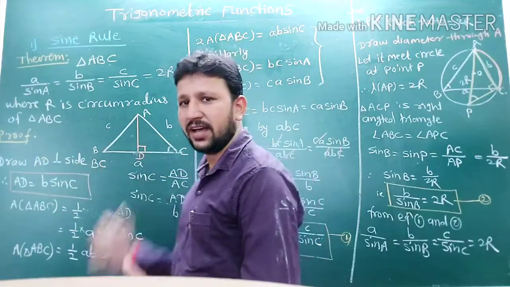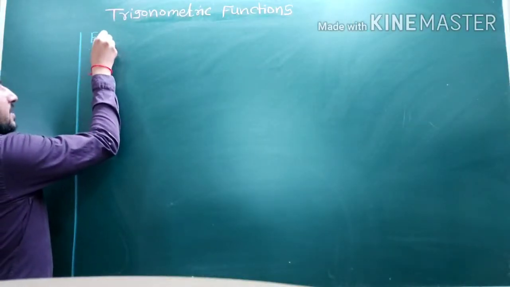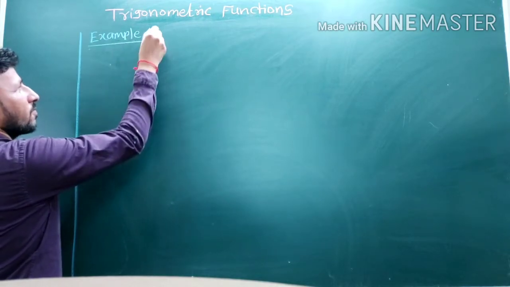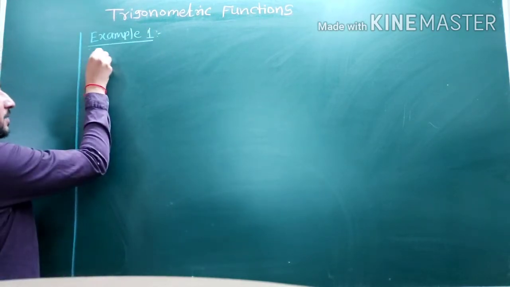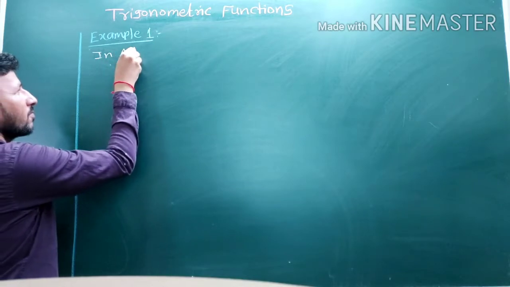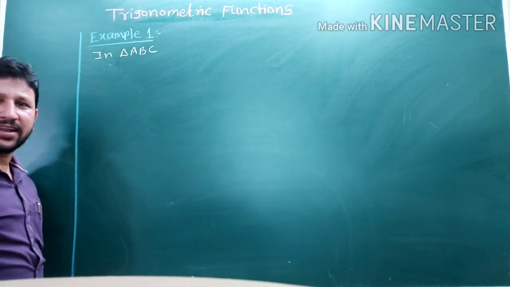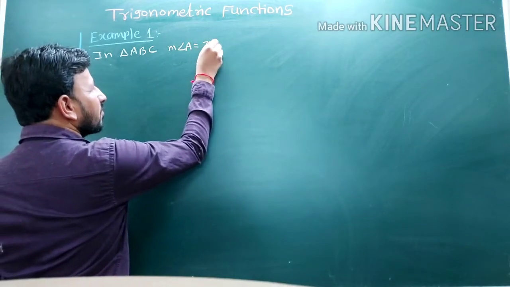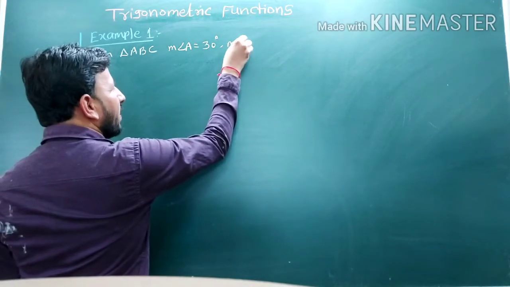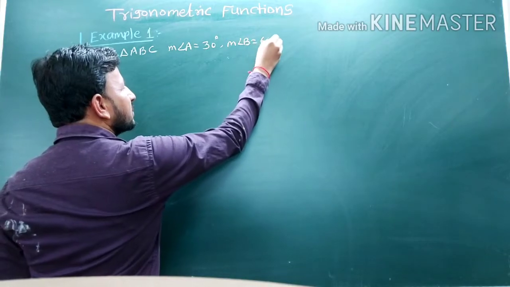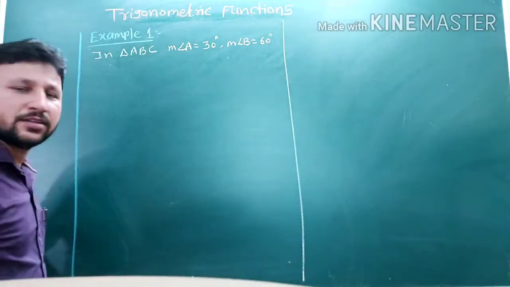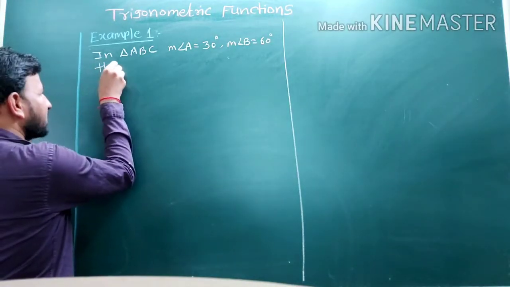Let us continue with the example. Example first. In triangle ABC, measure of angle A is equal to 30 degrees. Second, measure of angle B is equal to 60 degrees, and then find the ratio of the sides.